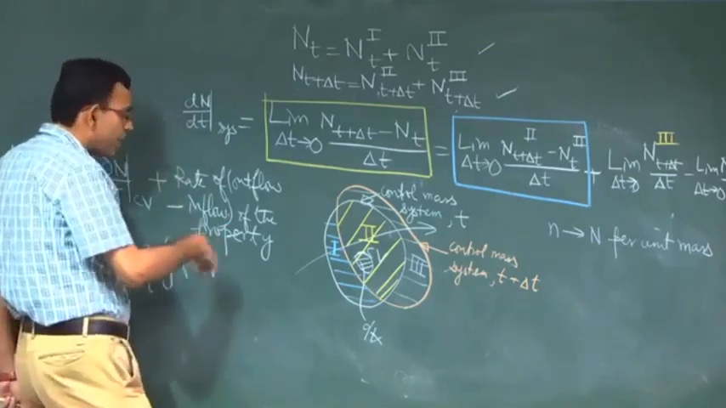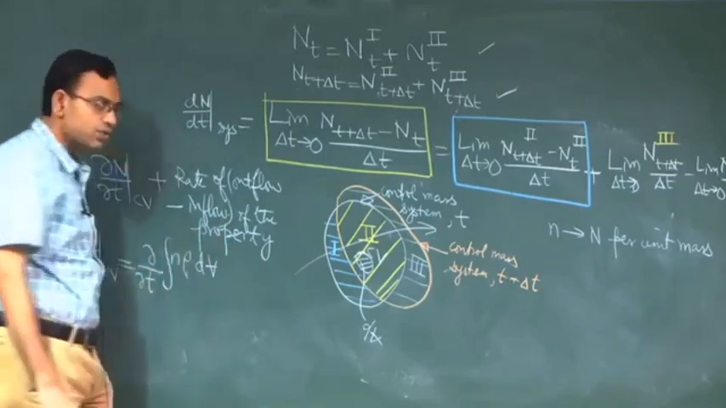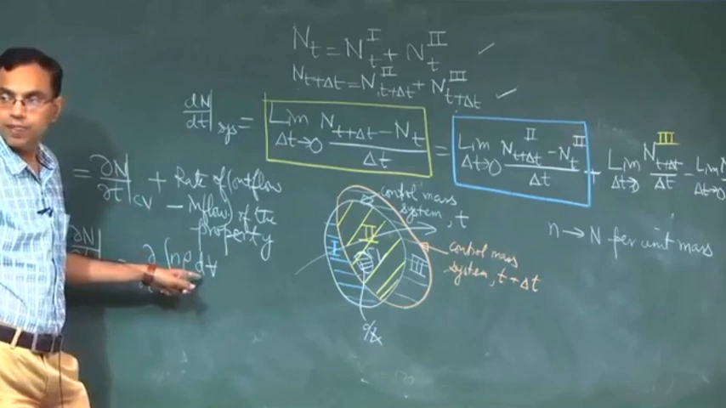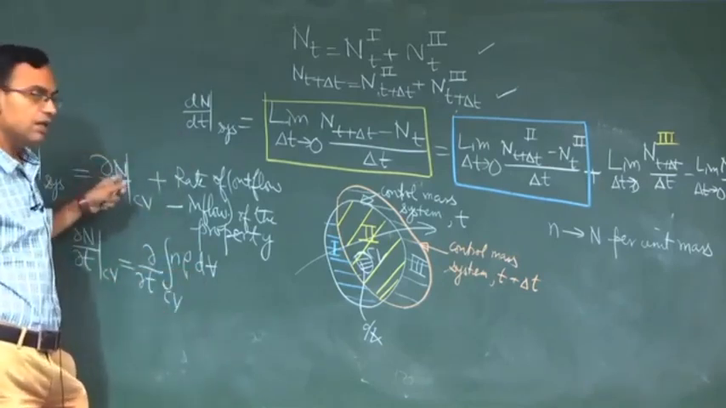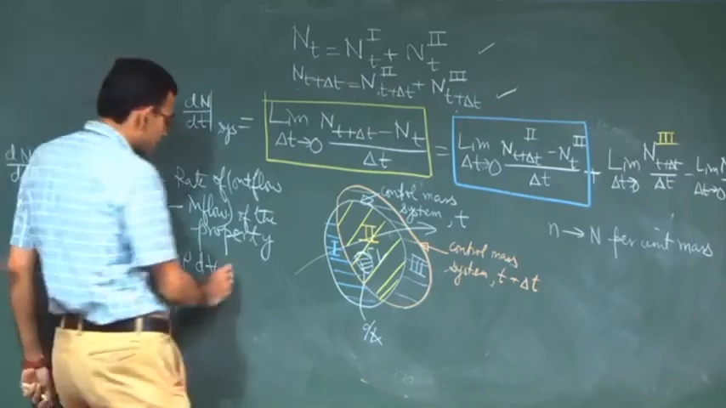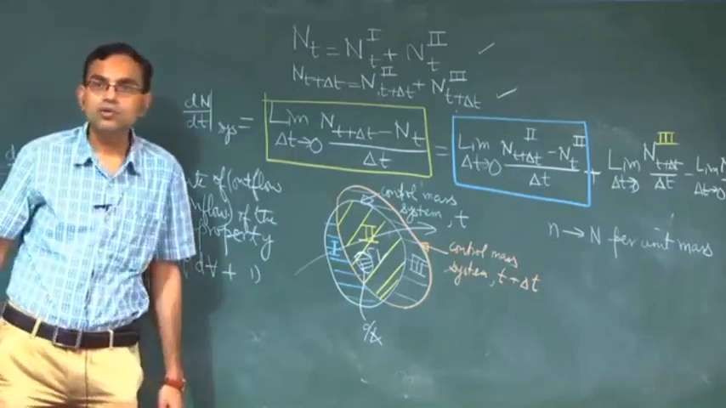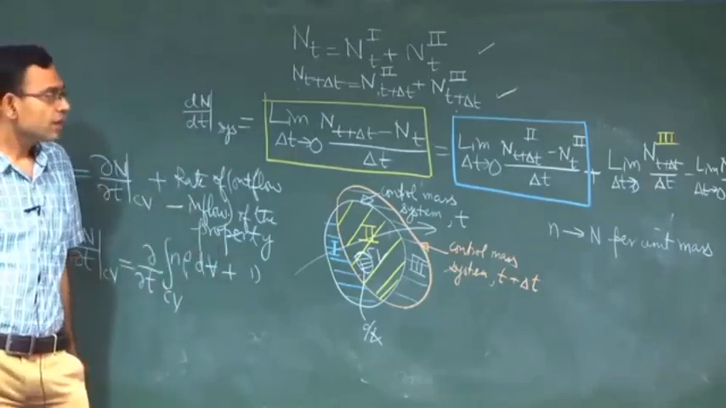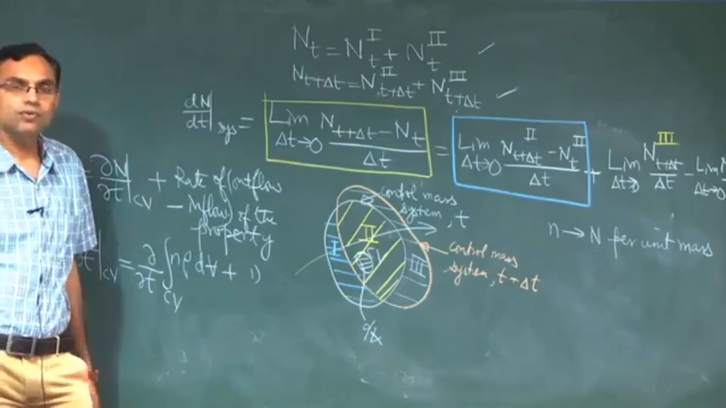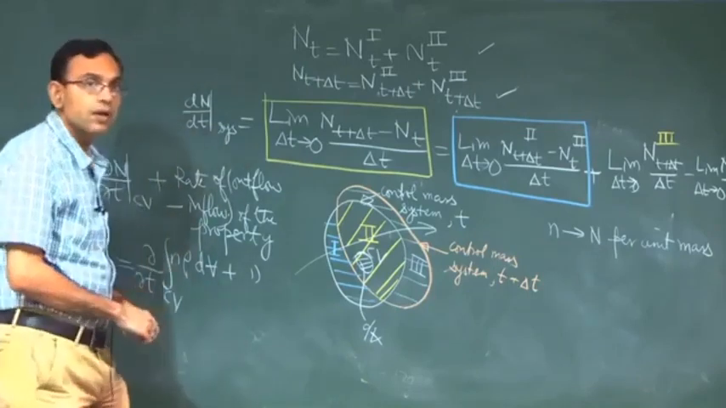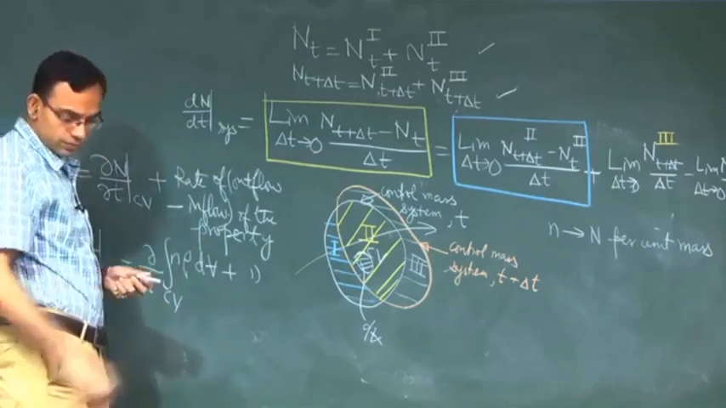What is the total property? Capital N, small n is the property per unit mass. So, small n into rho into dV integrated over the control volume. That is the second term, plus the rate of outflow minus inflow. So, we will calculate the term rate of outflow minus inflow. How do we calculate the term rate of outflow minus inflow?